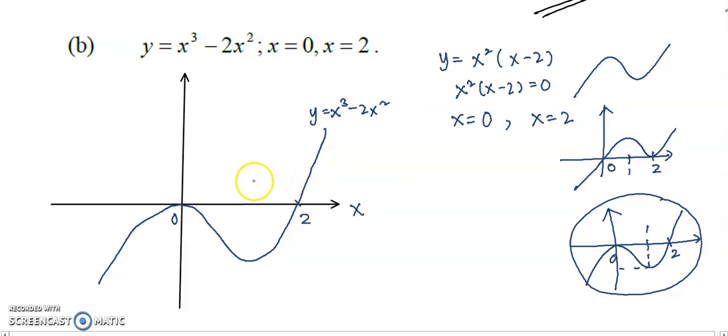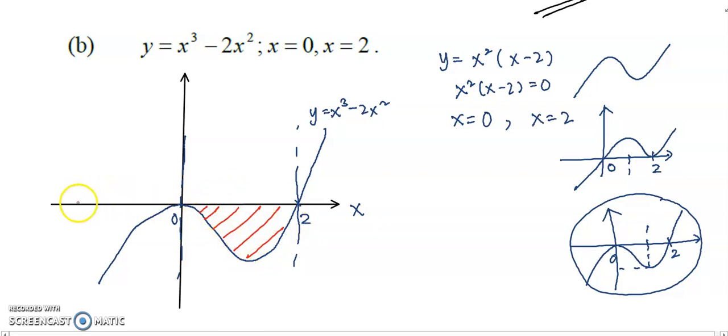And now we want to get the region which is bounded by this curve, x equals 0, which is your y-axis, and x equals 2. This is x equals 2, this is x equals 0, and also the x-axis. So basically, the region that you're interested in is this one. This is the shaded region that we want.